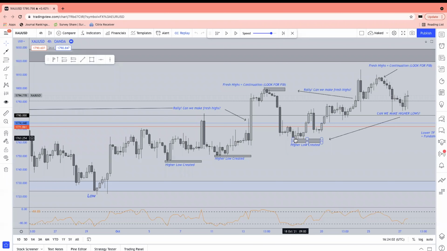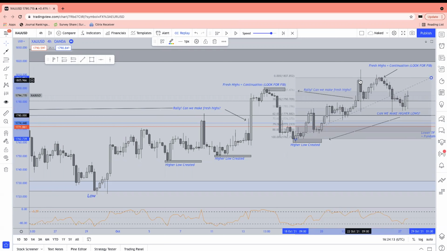Grab it. Boom. Right, and we're going to take it right into where price stops, the rally. So we rallied into fresh highs. Boom, we stop here. Now, once I see the pullback, I'm looking for the fib.